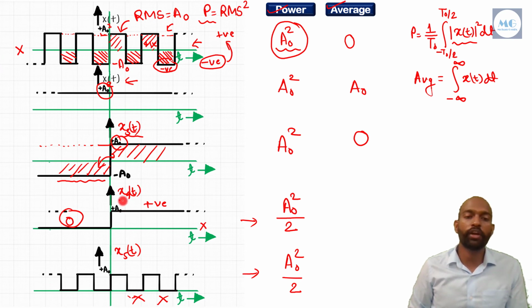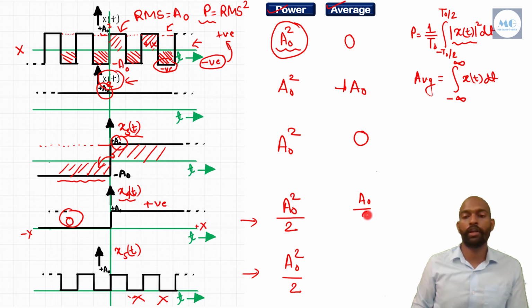And what will be the case for x4(t)? As x4(t) has no value along the negative x-axis, it only has the positive x-axis. So no signal is there to cancel out this positive x-axis side signal. So we can say that its value will be half of this x2(t). Half of x2(t) means half of the average of x2(t). The average of x2(t) is A naught. So its half is A naught by 2. So its average is A naught by 2.